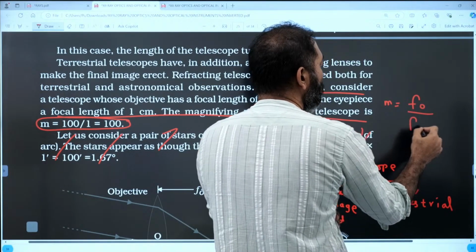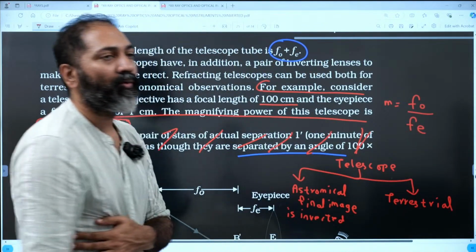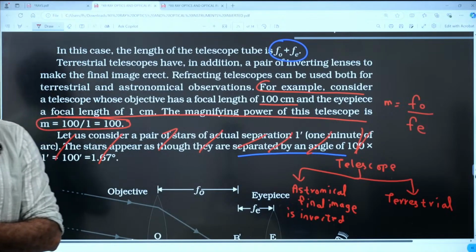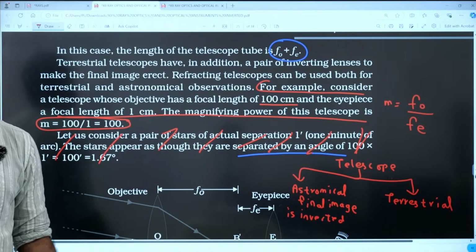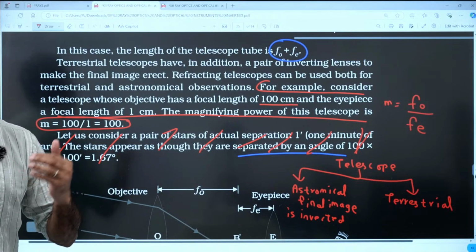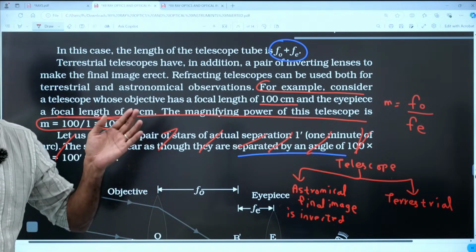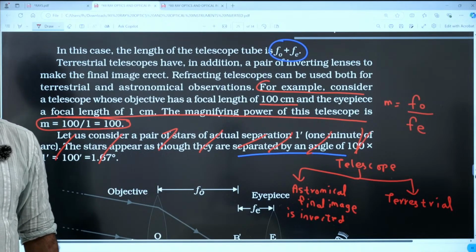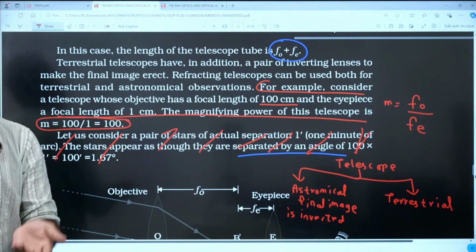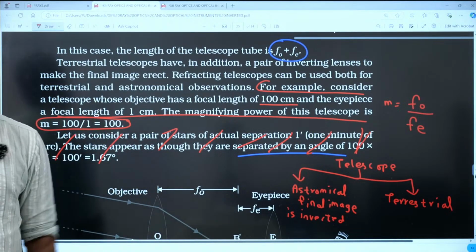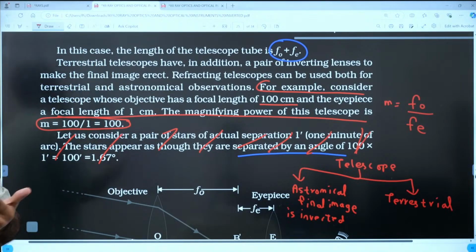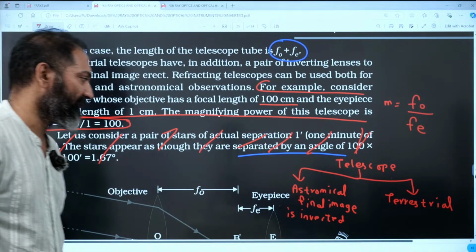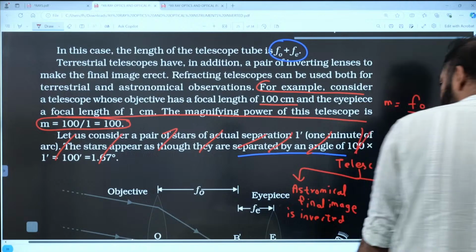What are the two types of telescope based on application? Astronomical and terrestrial. Can we use astronomical telescope for terrestrial purpose? No, because the final image of astronomical telescope is what? Inverted. So we will use an additional inverting lens in addition to the astronomical telescope so that the final image becomes erect if we are using astronomical telescope for terrestrial purpose. I hope it is done.